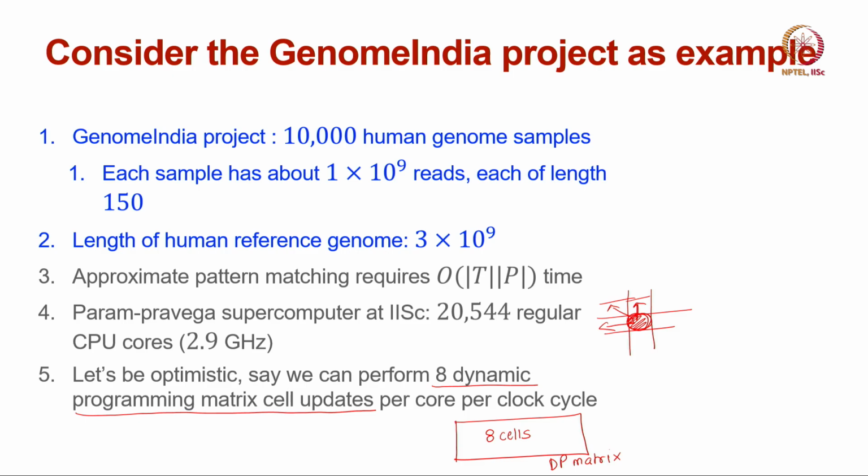Now, given this, I would like to analyze how much time it would take to do the entire computation for 10,000 human genome samples. Given that we have the supercomputing resources, and in these resources we can solve the dynamic programming table filling at this rate, let us do some maths to understand how much time it would take to solve the entire problem using the complete supercomputing resource.